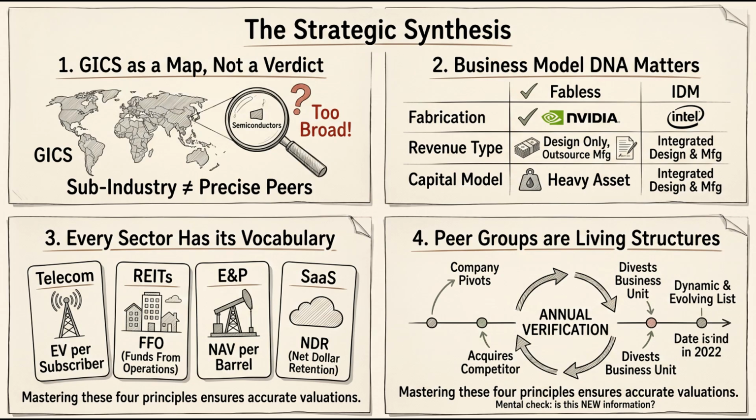Fourth, peer groups are living structures that must be re-verified every year because companies constantly pivot, acquire, or divest. Master these 4 rules, and the valuation work you learned in the previous episodes will become significantly more accurate and reliable.